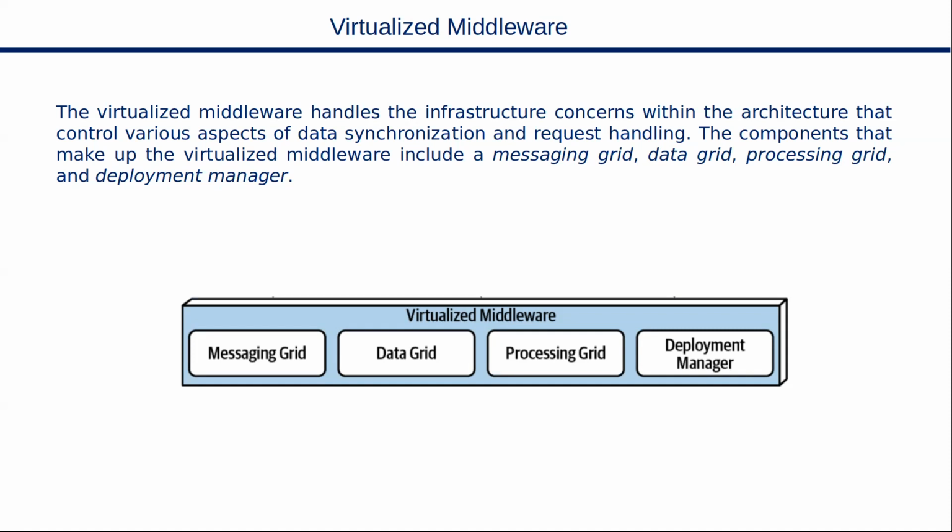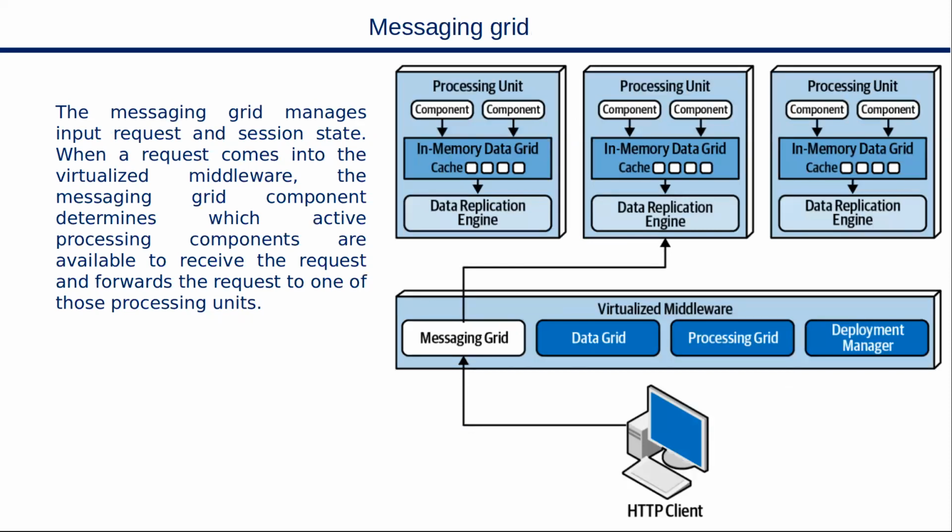Let's take a look, for example, at the messaging grid first. So what is the messaging grid? The messaging grid manages input requests and session state. When a request comes into the virtualized middleware, the messaging grid component determines which active processing components are available to receive the request and forwards the request to one of those processing units.